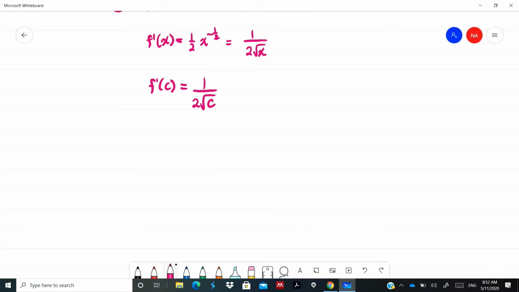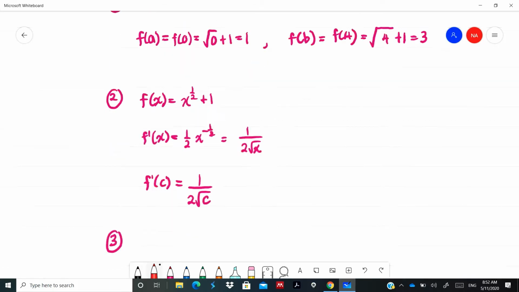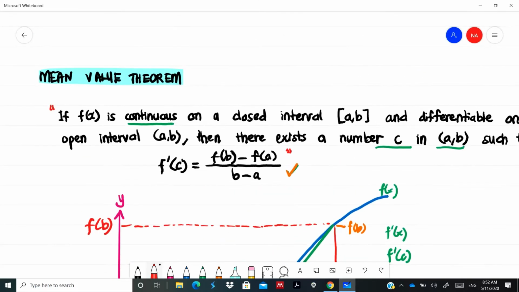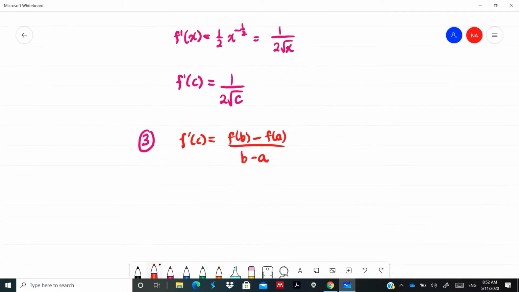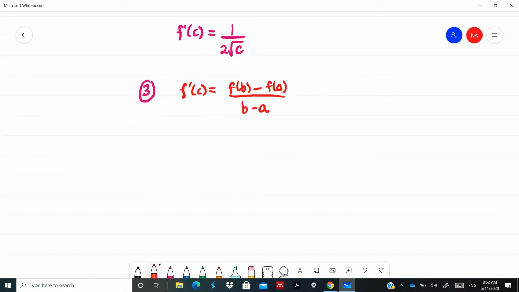And then we have to use the formula, so we are given the formula that f prime of c is given by f of b minus f of a over b minus a. So we'll just write the formula first. We'll have f prime of c is actually given by f of b minus f of a over b minus a. Now we are trying to substitute the value of f prime of c.